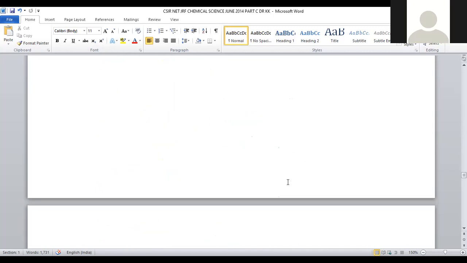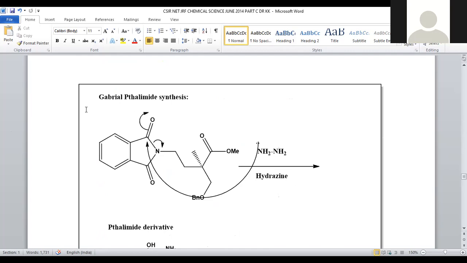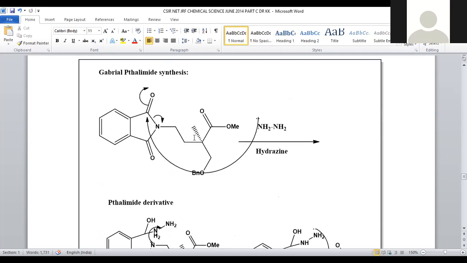Let us see. For this purpose, the reaction is said to be a Gabriel phthalimide synthesis. We are taking a phthalimide derivative. This is called phthalimide. What is meant by phthalic acid? Dicarboxylic acids of benzene are of 3 types. Phthalic acid is nothing but ortho dicarboxylic acid. Benzene 1,2-dicarboxylic acid is called phthalic acid.